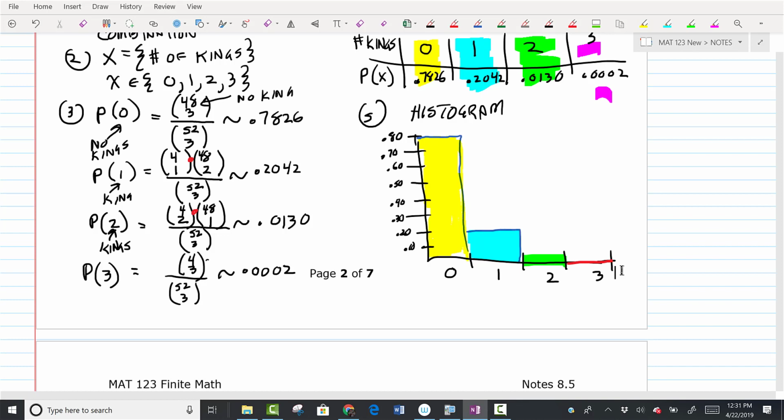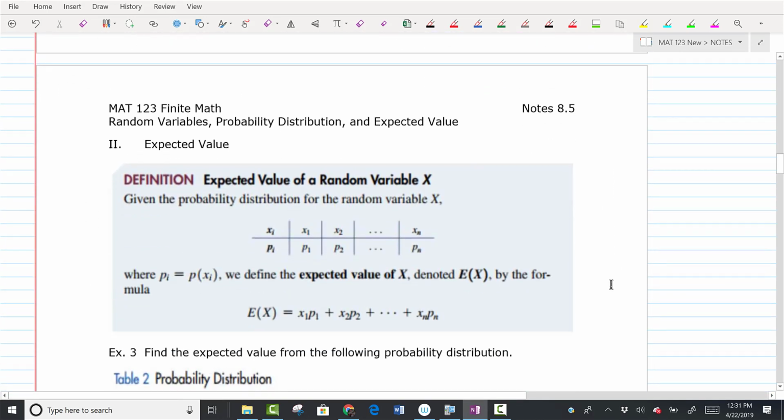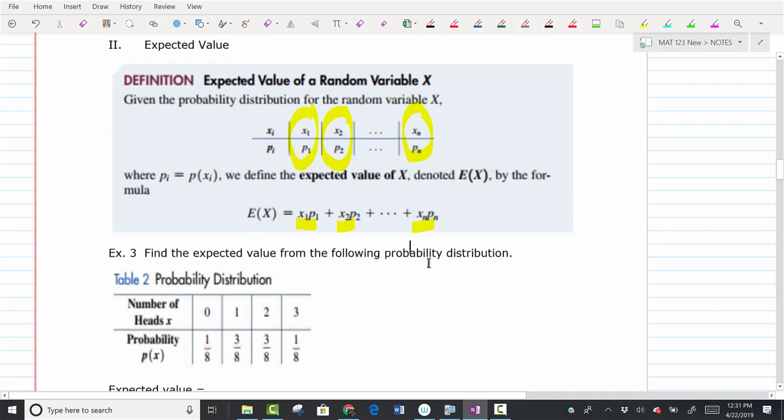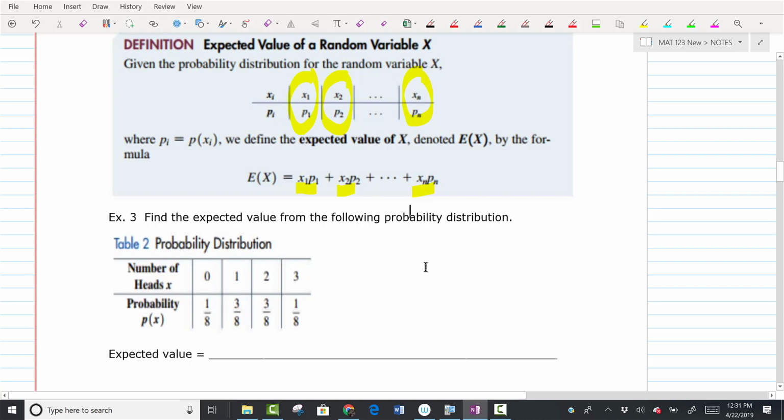All right, so let me show you on this next page how you crunch out expected value. The formula, when you have a probability distribution like this, is this: this is your random variable and this is your probability. You just multiply these numbers and then you add up the results, and that gives you what we call an expected value.